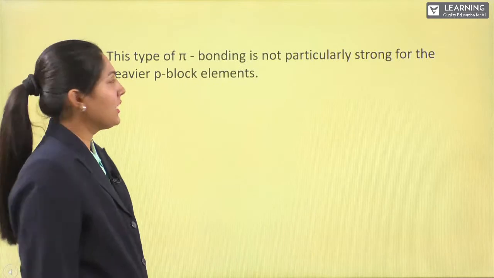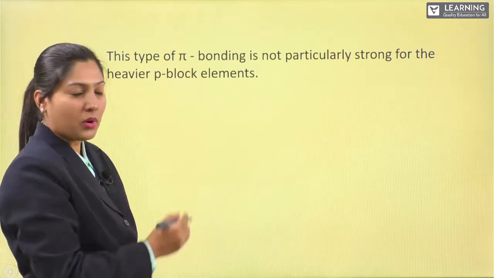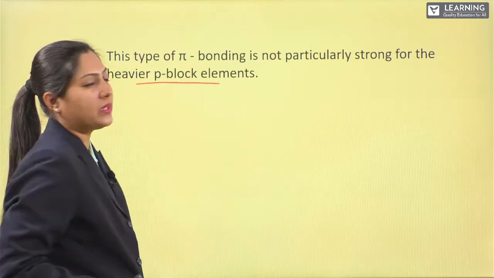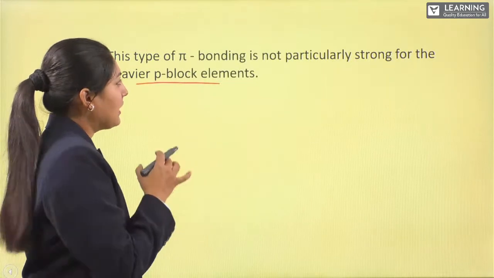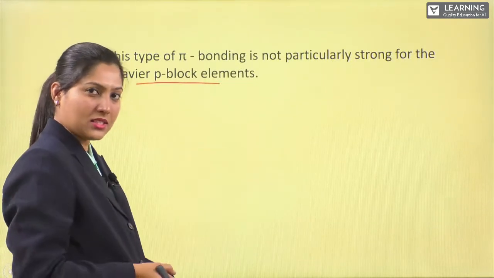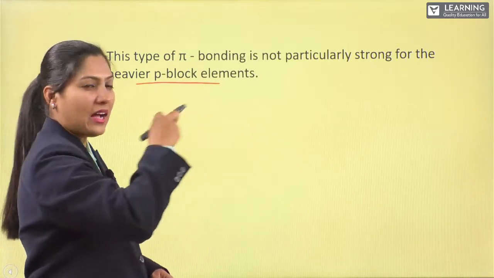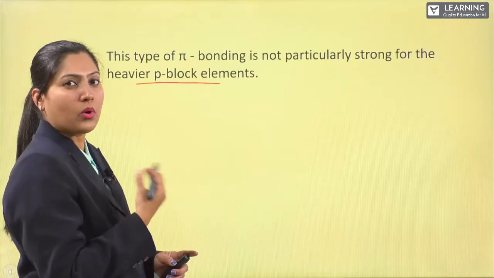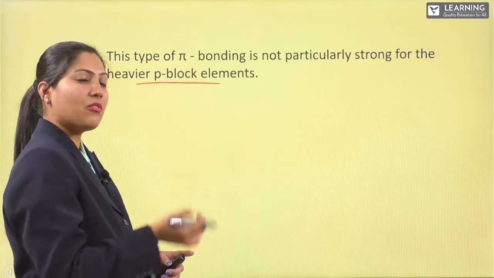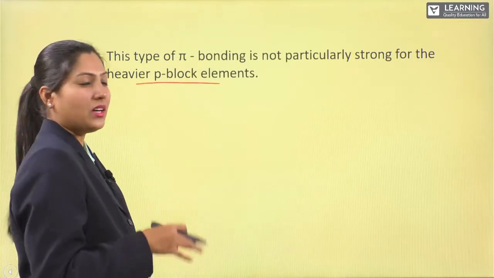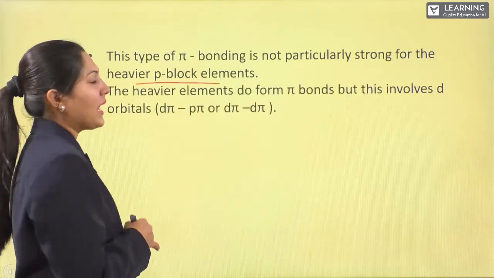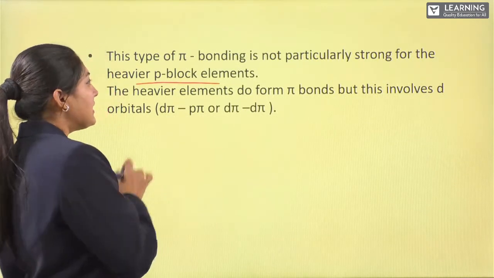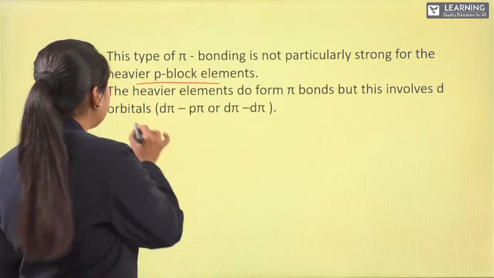The next point is that this type of pi bonding is not particularly strong for the heavier p block elements. It means that if you go down the group, the larger orbitals cannot easily have control over the outermost orbital. So this expansion, or pp pi bonding, cannot be easy for the heavier elements in the same group. The heavier elements do form pi bonds, but this involves d orbitals.